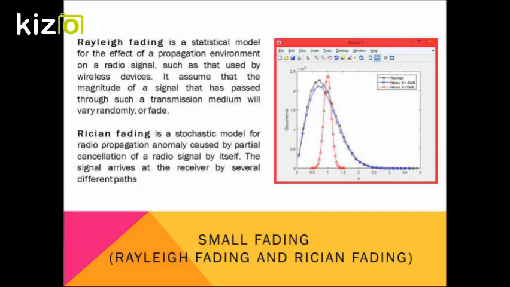As for Rician fading, it is a stochastic model for radio propagation anomaly caused by partial cancellation of a radio signal by itself. The signal arrives at the receiver by several different paths, and at least one of the paths is changing. It occurs when one of the paths, typically a line of sight signal, is much stronger than the other.